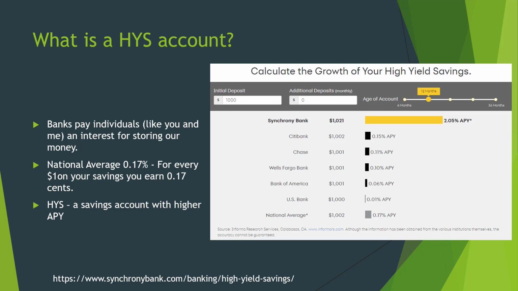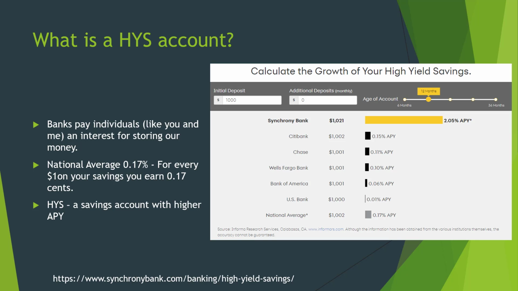You can see here, Citibank, Chase, Wells Fargo all pay you under 1%. So what does this mean? For every dollar you have deposited into your account, they're going to pay you 0.15 cents. So it's not even a cent, it's a fraction of a penny. Synchrony Bank, as you can see at the very top, pays the highest percent, the highest cents per dollar. They're giving you a full 2 pennies plus half a penny.